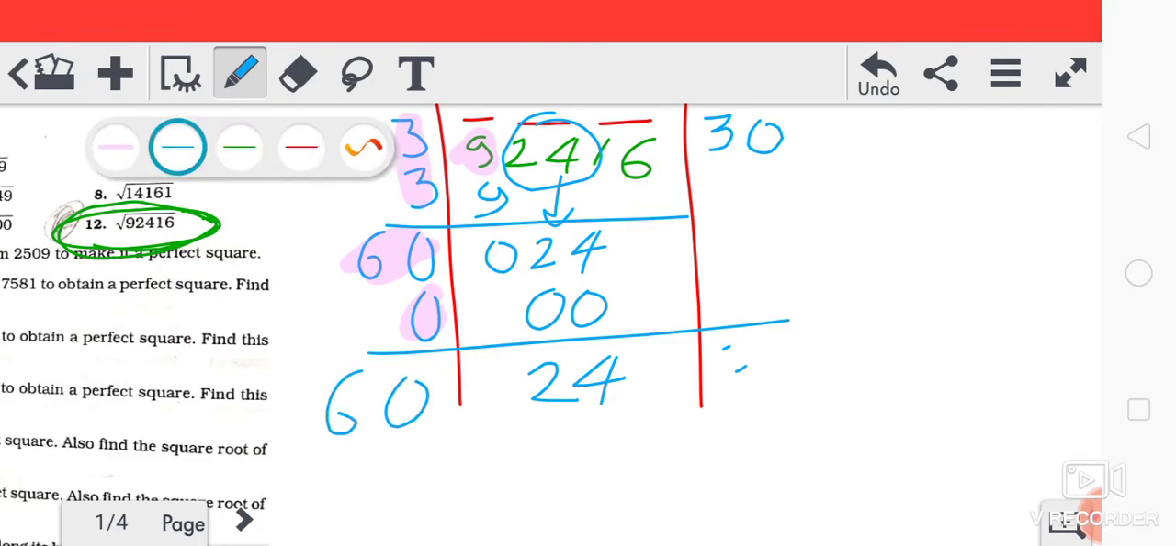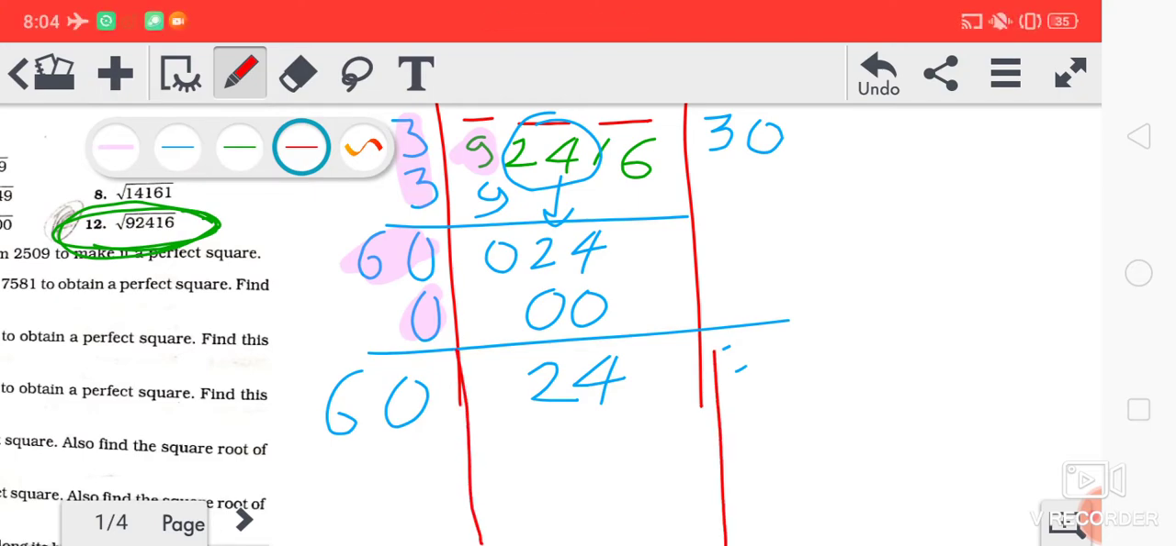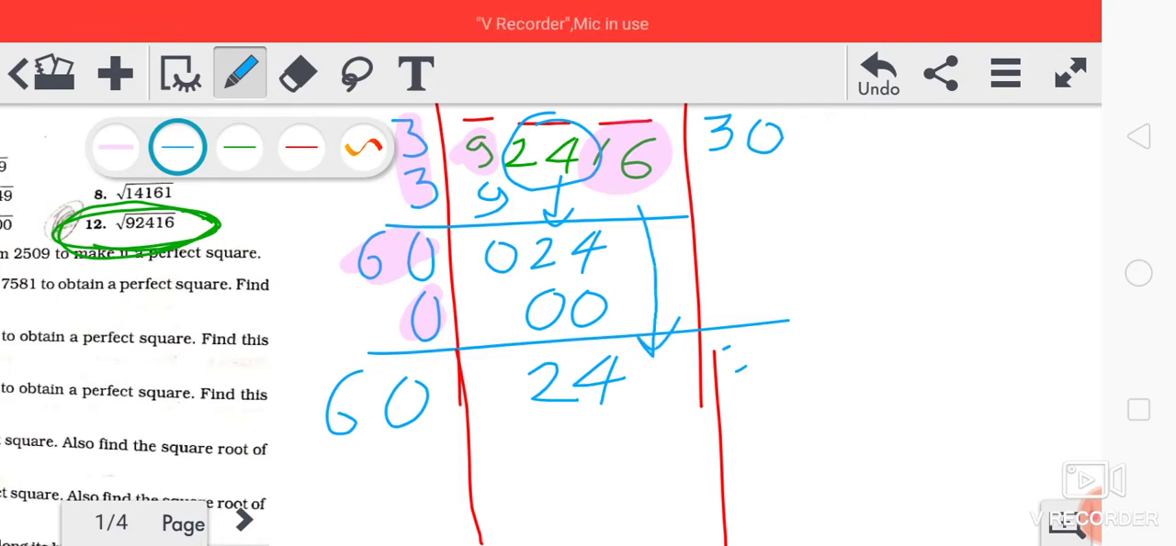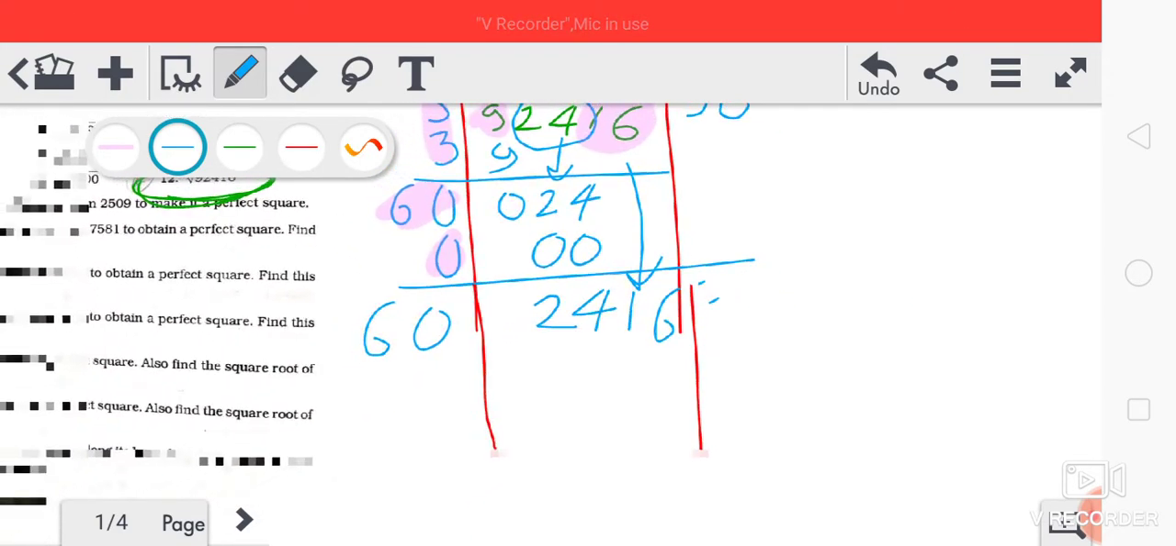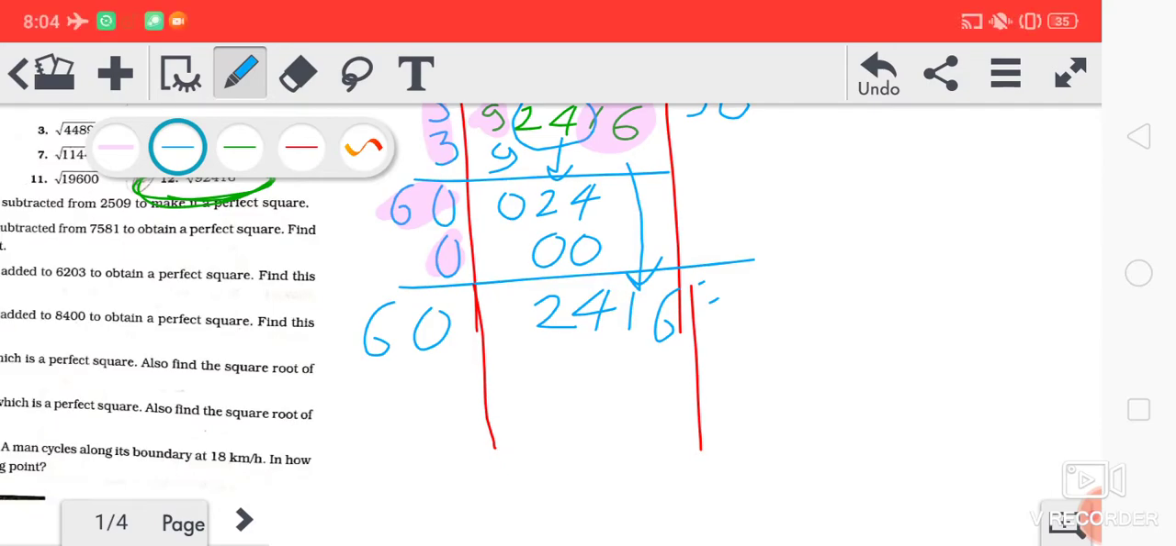Now what do we have to do? What is the next procedure? This 16, see here on the right side, this 16 is in a pair, so both the digits will come down. This 16 will come down here. So we'll write here 16. Now what number should we take so that we'll get this much?